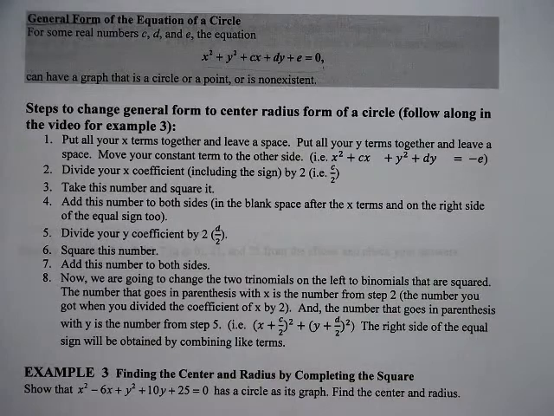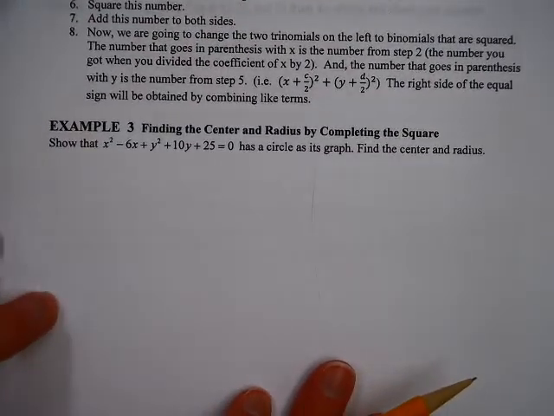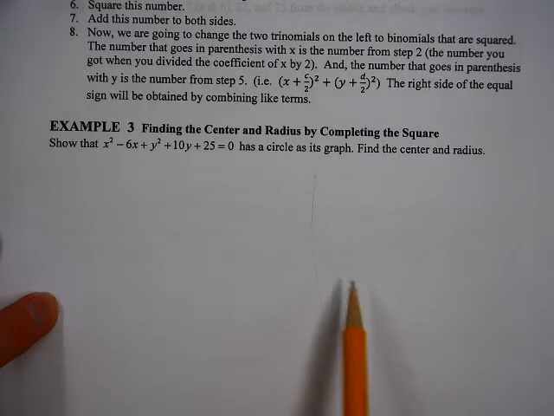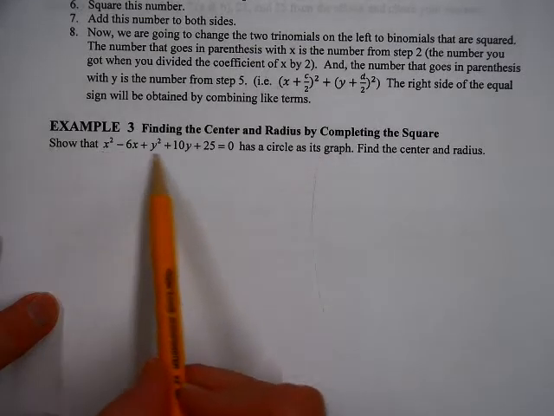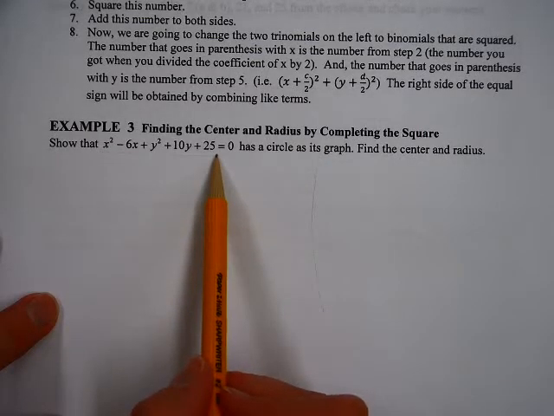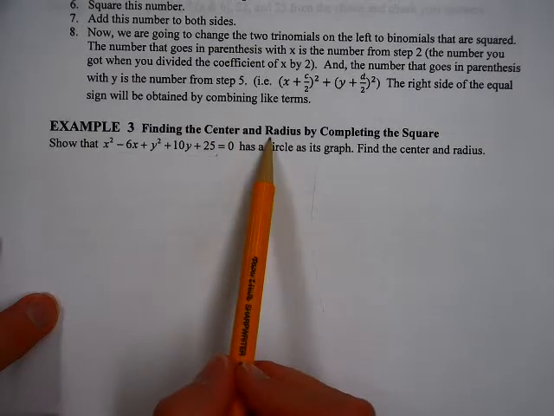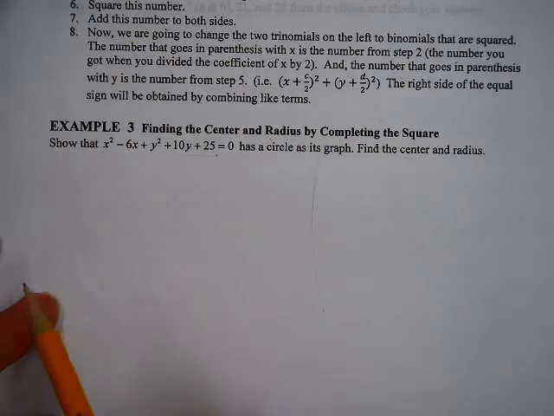Some of you may have already completed the square. That's what we're doing here. We're going to complete the square to figure out if this is a circle. And I'll tell you at the end how you know if it's a circle or not. So to take this equation and find out if it's a circle, and if so, find the center radius, I need to complete the square and make it look like a center radius equation.